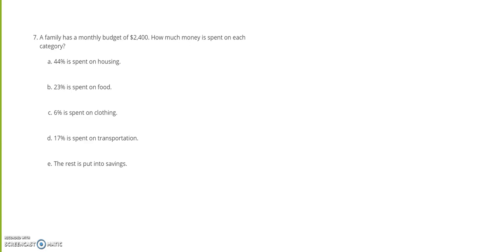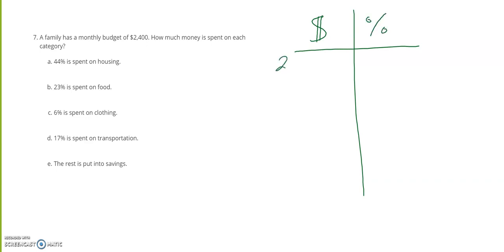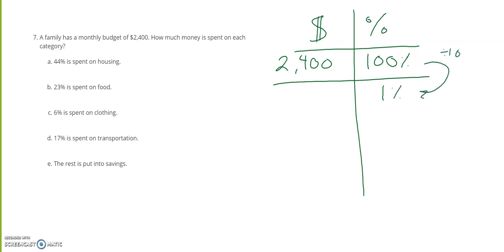Alrighty, we got a family budget. Budget is money, and we're looking at percents. 2,400 is 100% of the budget. We can find 1%. 1% is going to help us to find all the other percents. So remember that to find 1% of anything, you divide by 100.